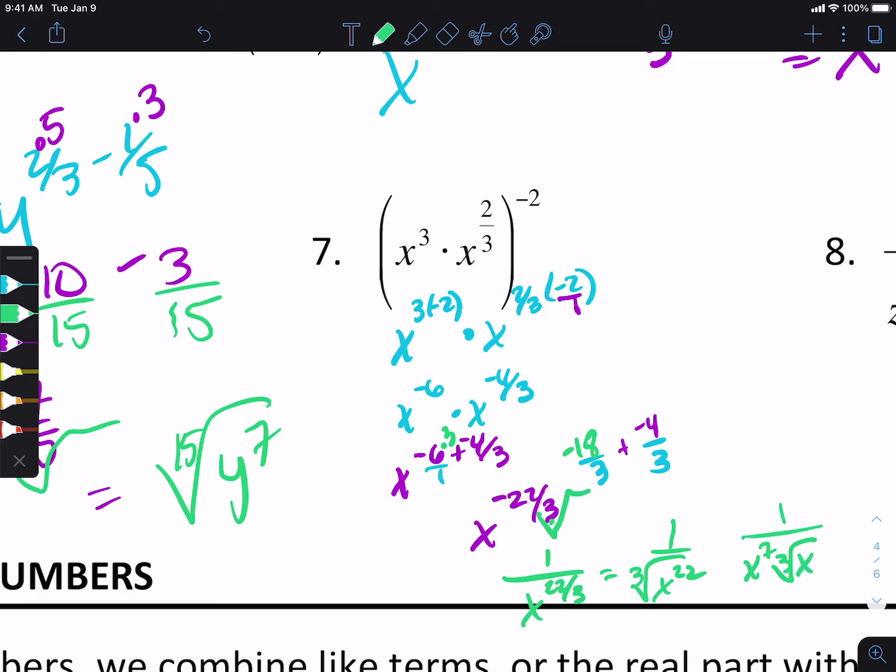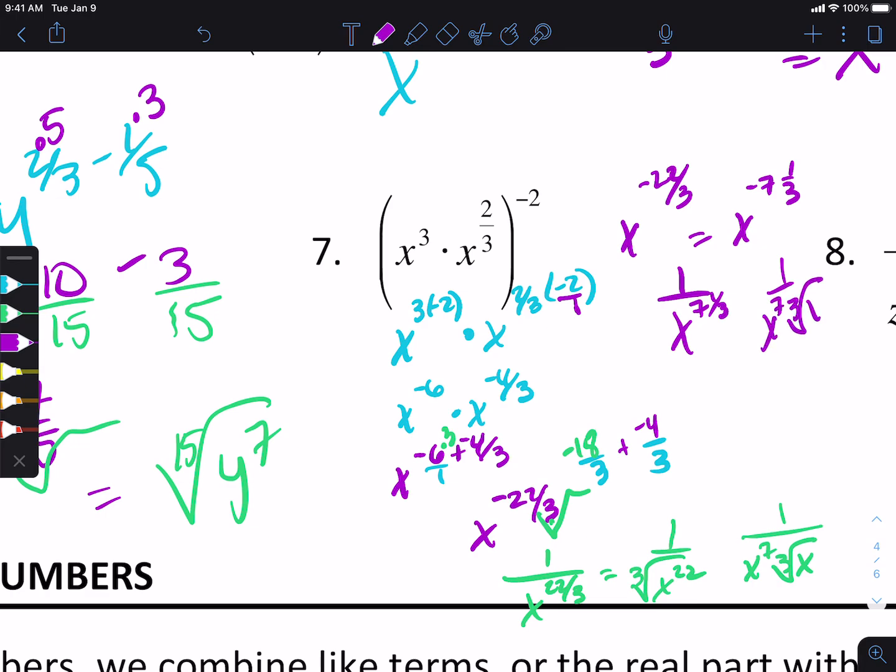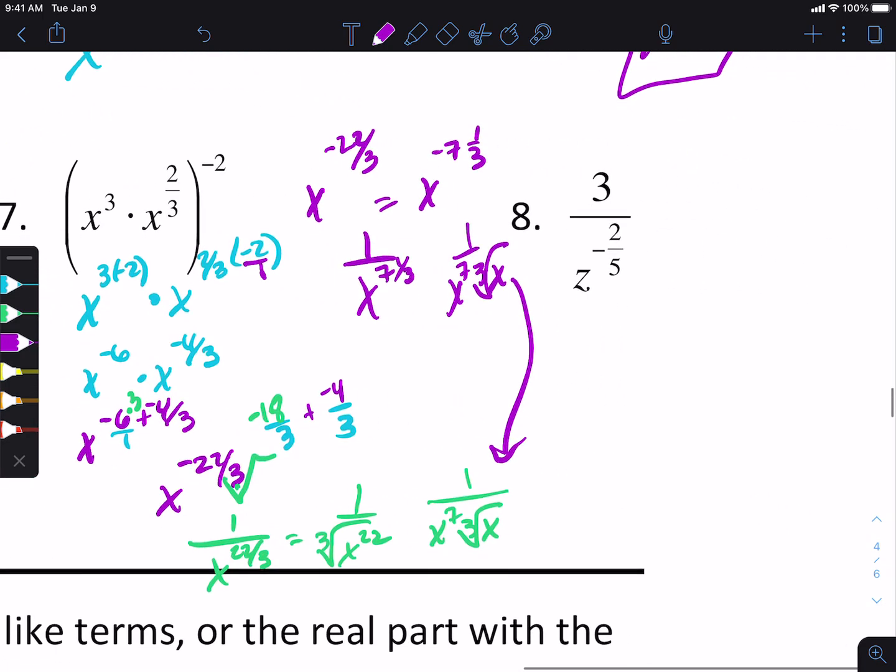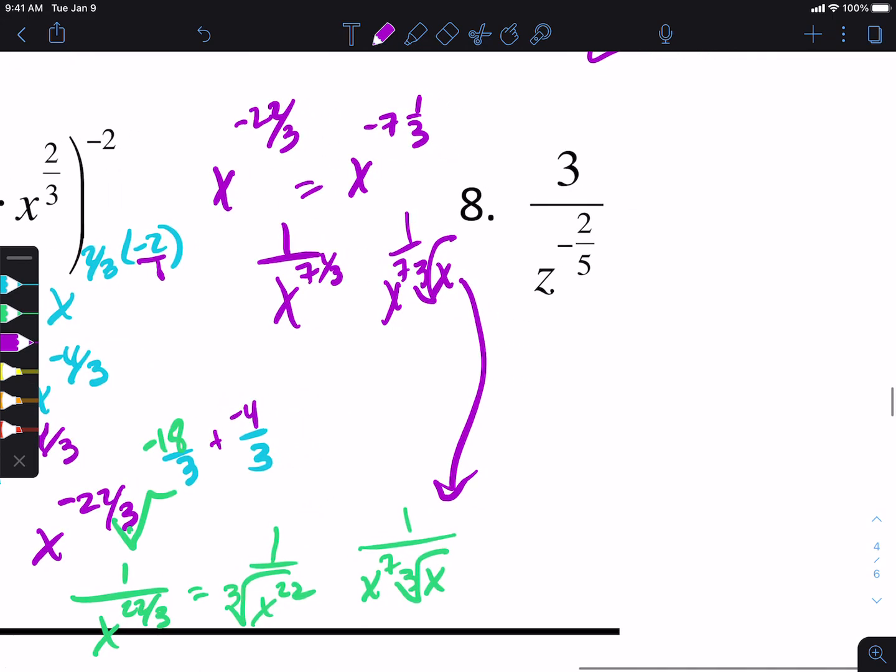Or we could say, well, negative 22 thirds is really negative 7 1/3, right? So then this would be 1 over x to the 7 1/3. So then I can say, well, this is really x to the 7th and then the cube root of x, right, which gets us to the same spot that we had here. So there's a couple ways that you can get there, but that would be the final answer that we want.